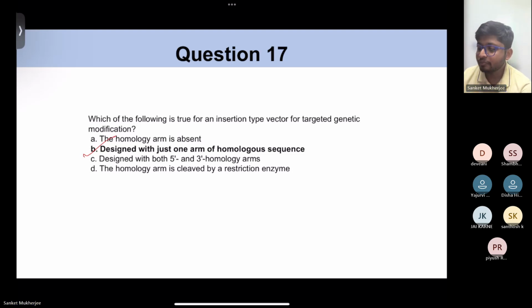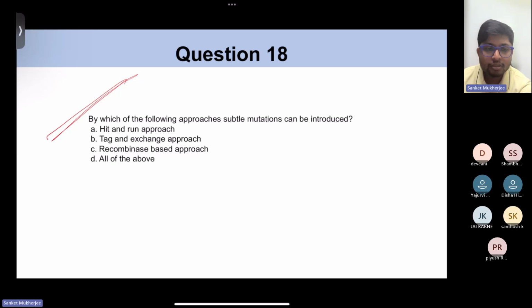By which of the following approaches can subtle mutations be introduced? Hit and run, tag and exchange, recombinase based approach, or all of the above? Is the last question pretty easy? Any answers? Well, all three approaches can be used, so all of the above is the answer.